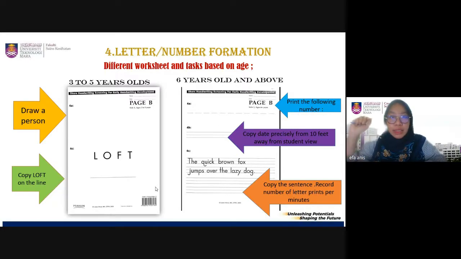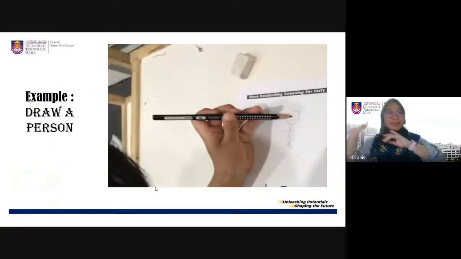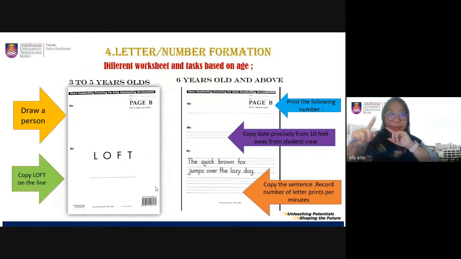Okay, so kita pergi dekat sebelah, belum lagi Izzah, maafkan saya. Belum lagi Izzah. Kita patah balik, saya nak explain on the 6 years old above. Okay. Kalau you tengok sebelah situ 2 task, sebelah sini 3 task.